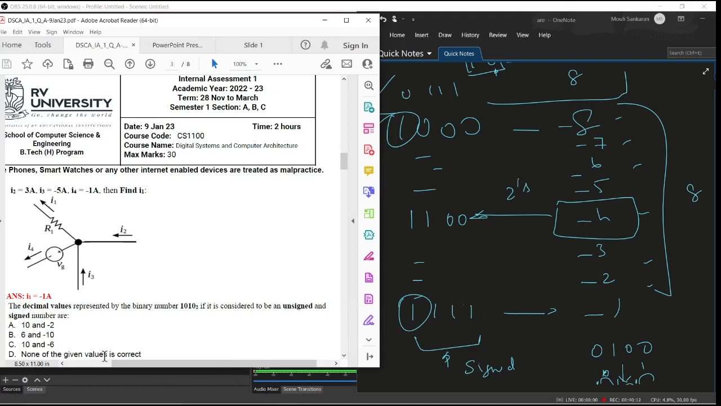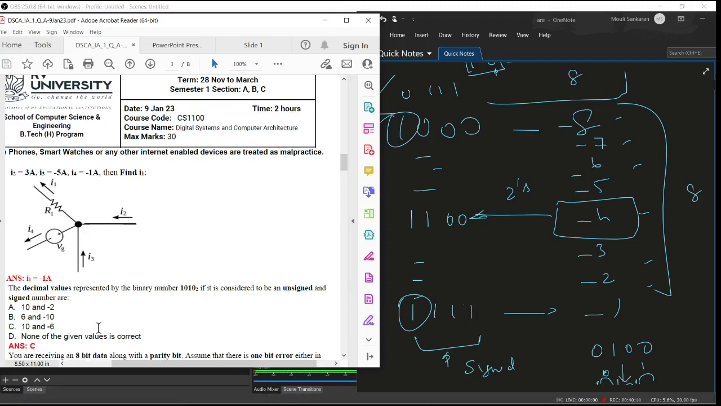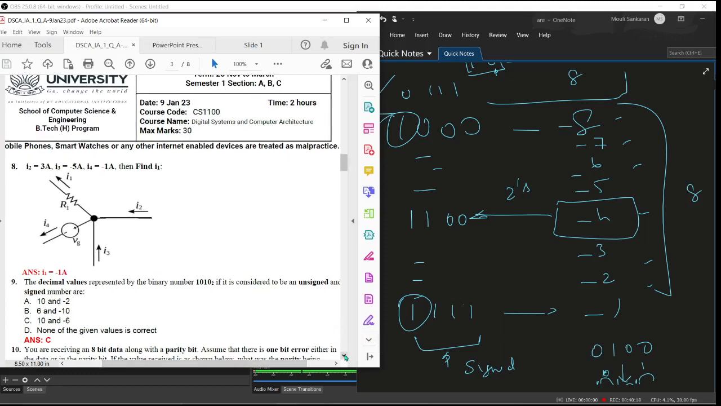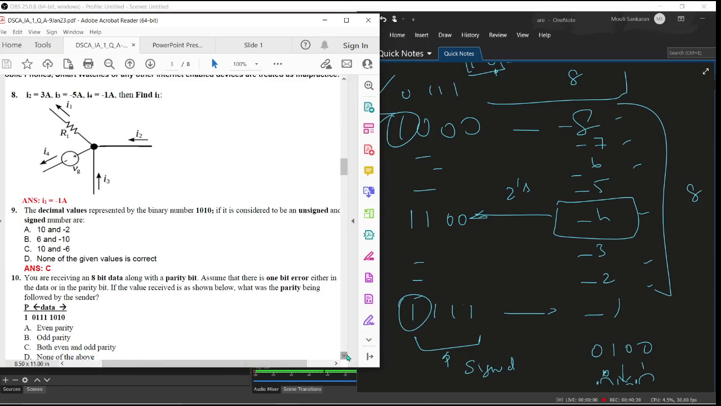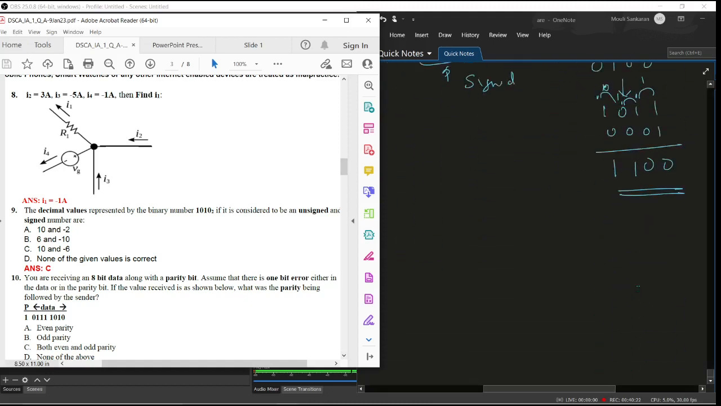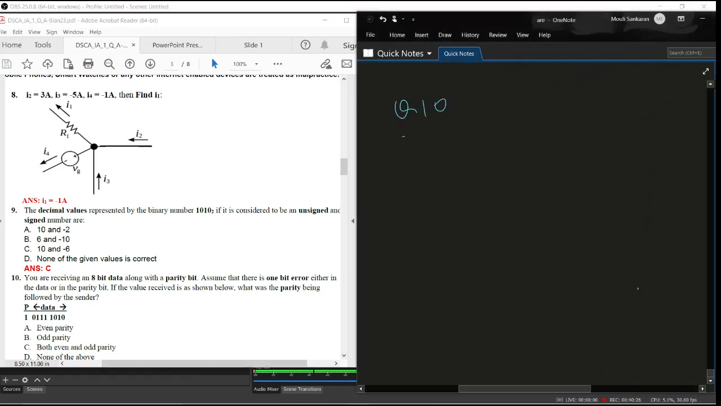So the correct answer is 10 and minus 6, which is option C. Now let us look at the last question of part A. We'll stop with solving this, and then in the next recording, I will take up part B. Now, question 10 of part A.